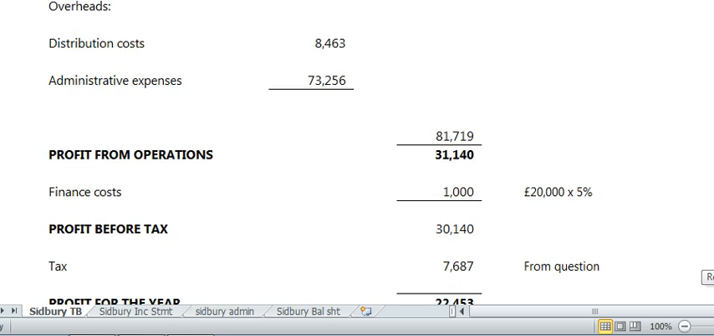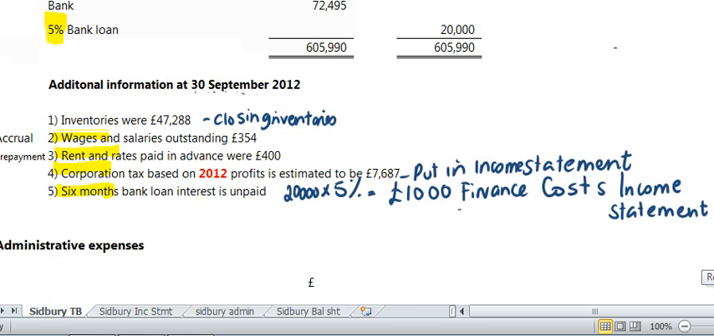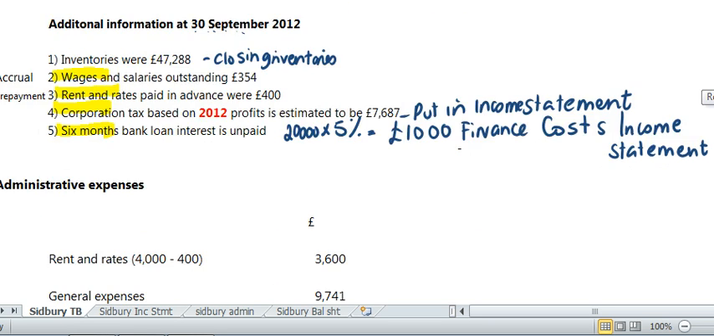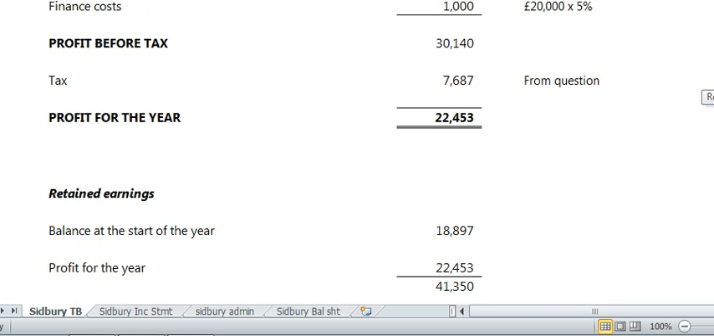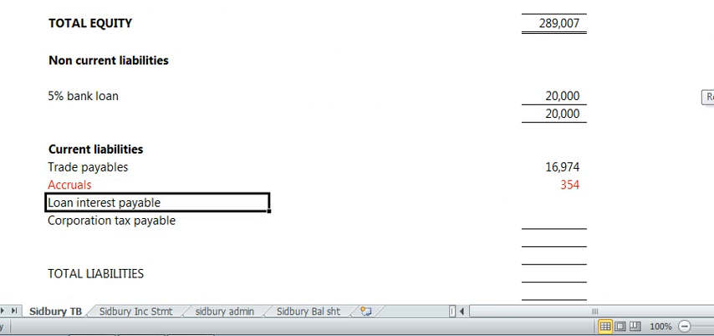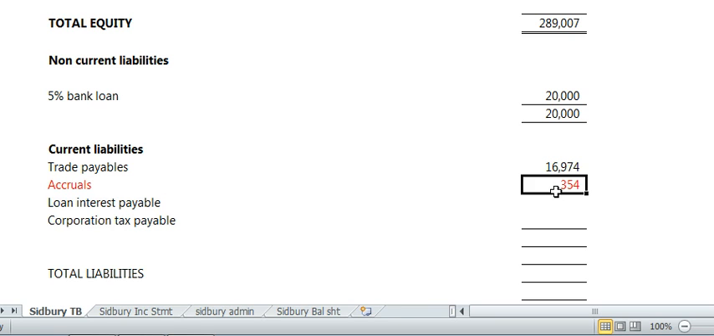Now you've got to be careful on the next one, loan interest payable. Remember we worked out what a whole year's interest is. We said it was £1,000, but look at number 5. It says 6 months bank loan interest is unpaid. So we need half of that, because half of that is 6 months, and you have to put the 500 in there.